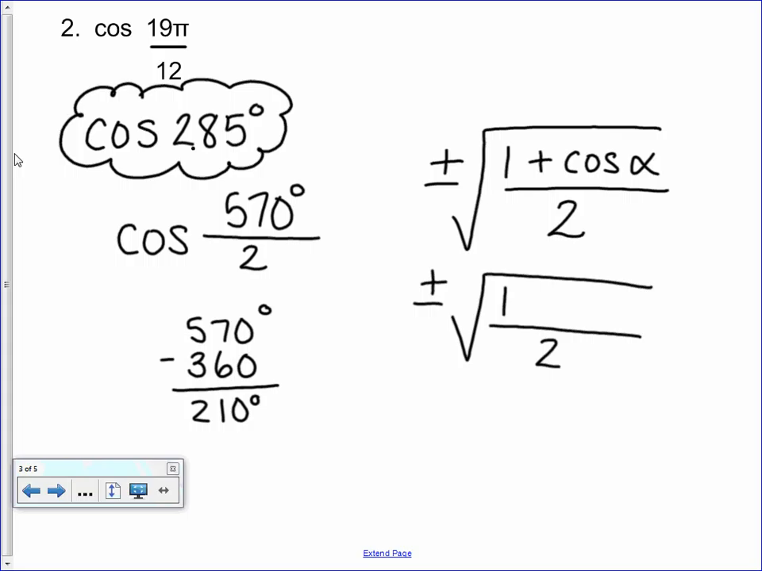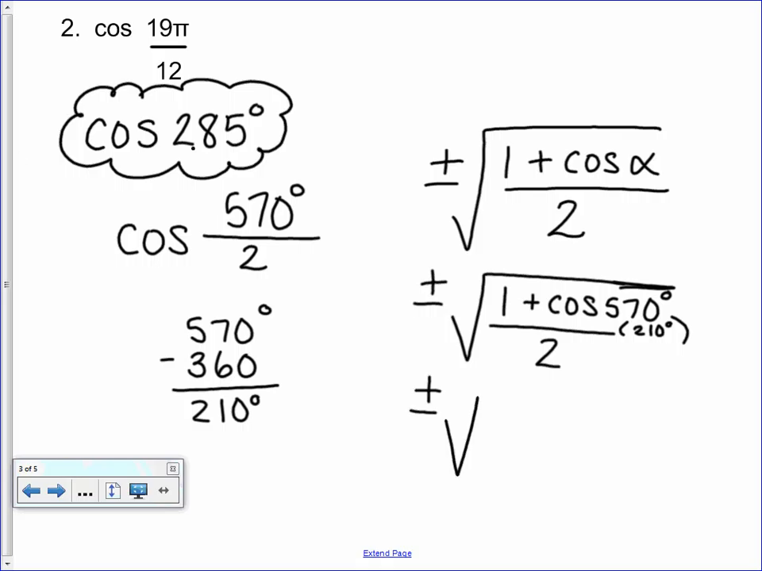So we're going to do plus the cosine of 210. I'm going to use 570, but 570 is the same thing as 210 degrees. So keep that in mind, because 570 divided by 2 gets you 285. Okay, now we're going to run through this.